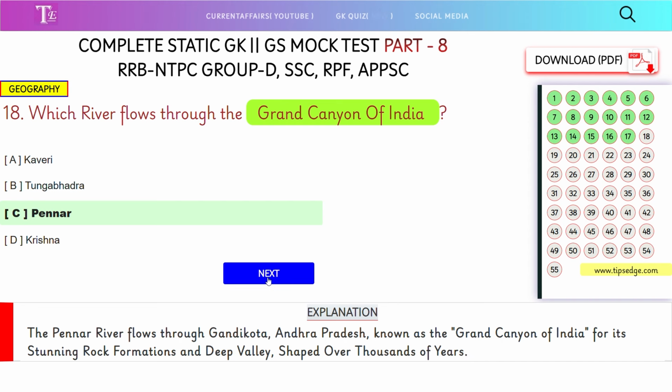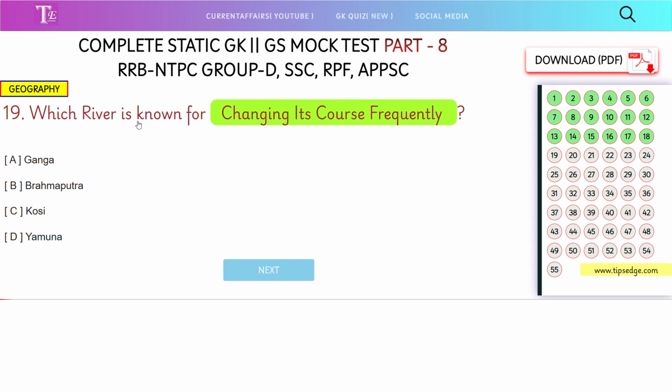Now moving to the 19th question. Which river is known for changing its course frequently? Answer: Kosi.